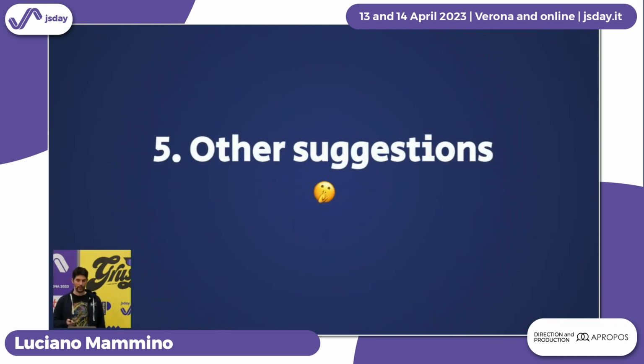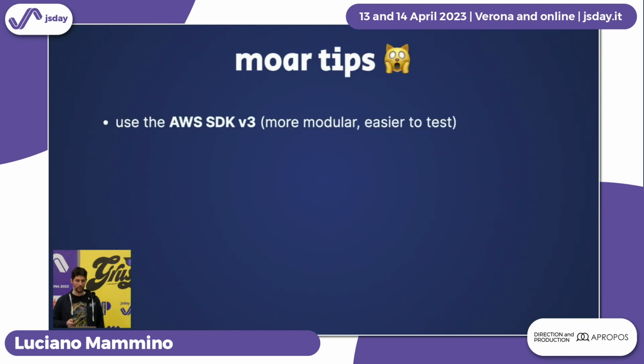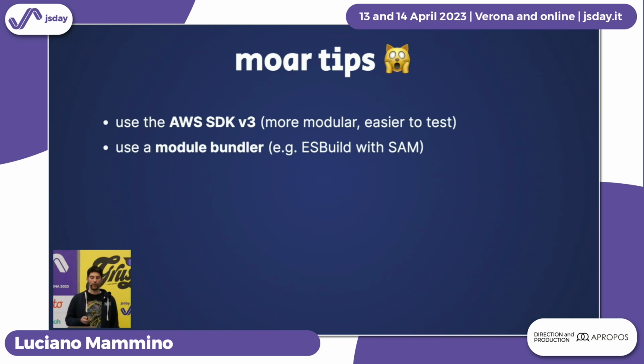And just to finish off, I have some other high-level suggestions. If you're using JavaScript to write Lambdas and you have to interact with AWS, try to use the new AWS SDK because it's much more modular. It's better for testing. It comes with a lot of mocking built in. You can also use a module bundler, and together with the SDK v3, you will get a lot of benefits in terms of code bundle size.